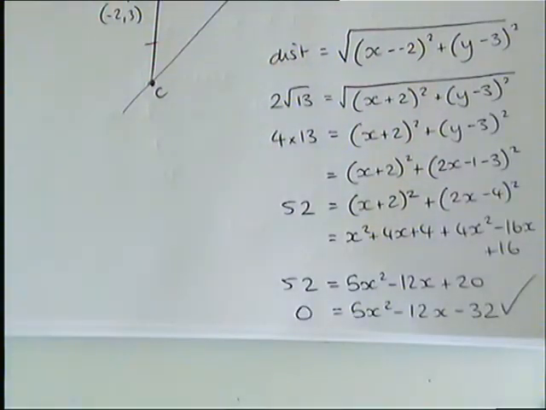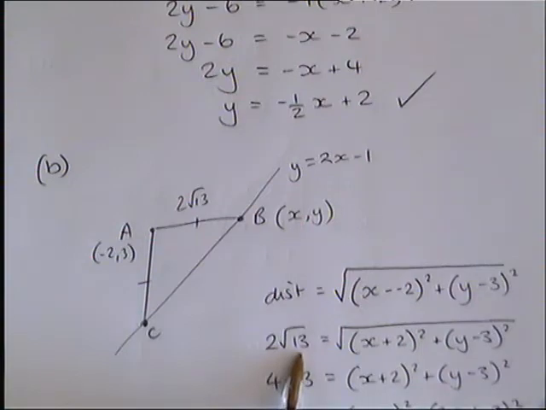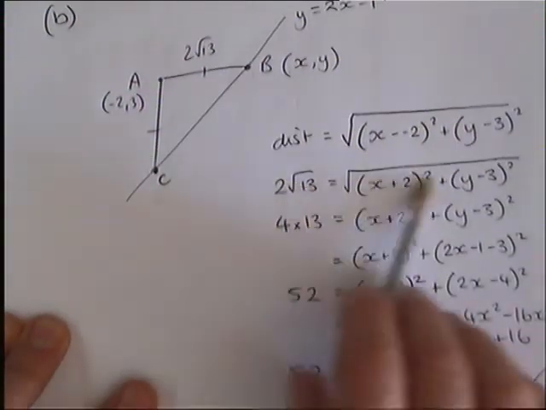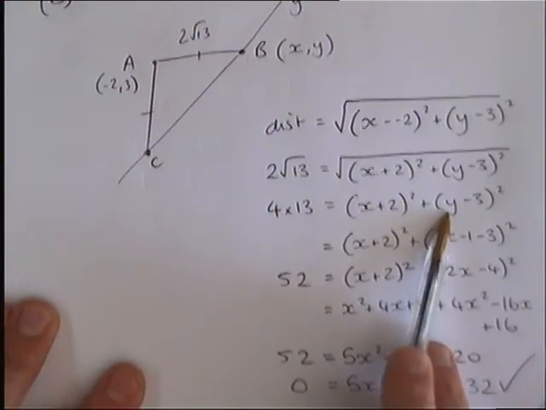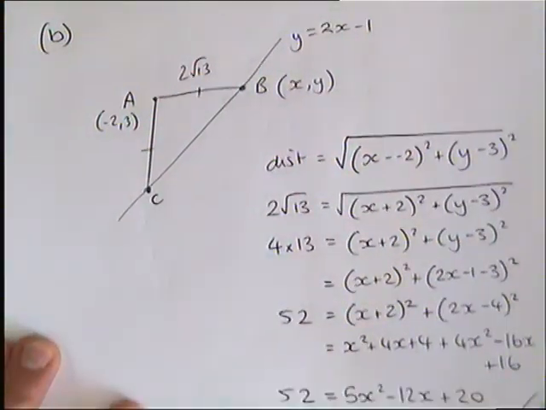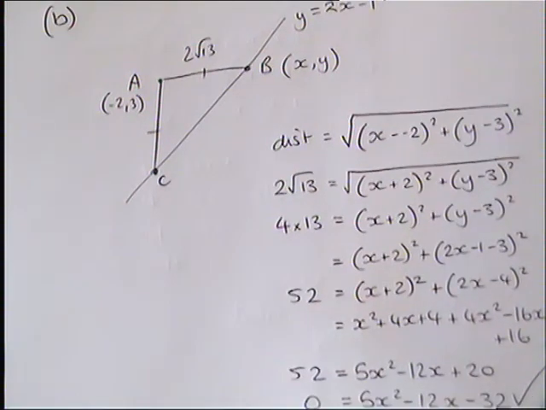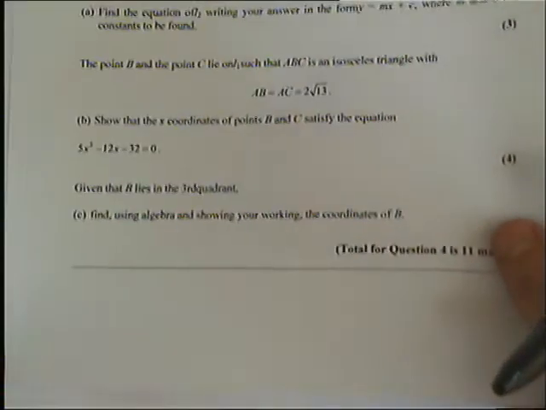So just to recap, we've used the distance formula to say the distance from A to B must equal 2 root 13. Squared both sides, got everything down, and then replaced that y with 2x minus 1. We did a substitution. Okay, part C of the question says, whoops, me knocking the computer.